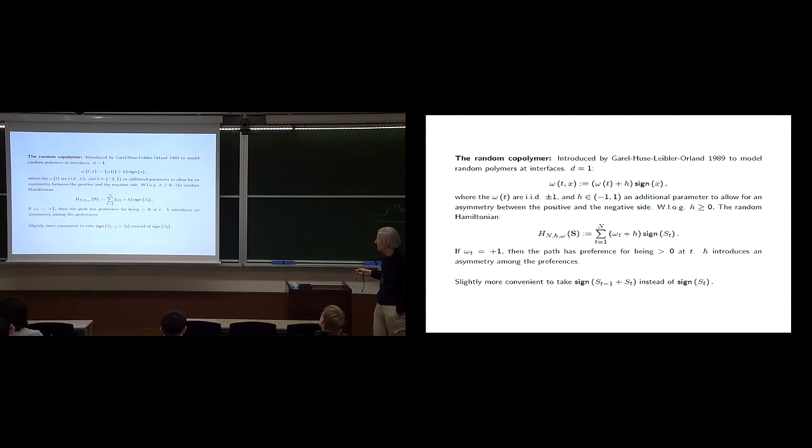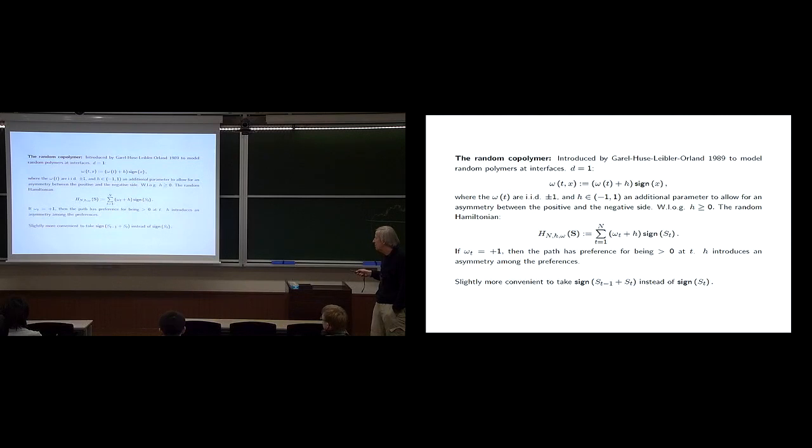Namely, I'm taking, again, just coin tossing for this omega t, and I'm adding an additional parameter h. That's actually important. And then I'm just taking the sign of x here. So the Hamiltonian is just summing over omega t plus h, times the sign of s t. If you are on the positive side, you're counting positive, and otherwise negative. Now if omega t is plus, you can take a more general distribution, but I'm just sticking here to coin tossing.